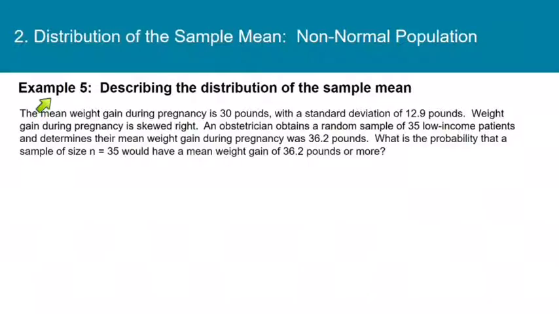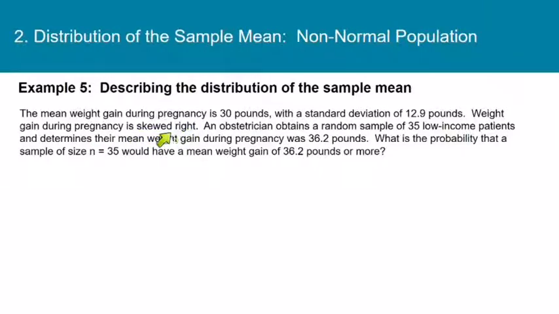This is example 5 from your text. This says the mean weight gain during pregnancy is 30 pounds with a standard deviation of 12.9 pounds. Weight gain during pregnancy is skewed right. An obstetrician obtains a random sample of 35 low-income patients and determines their mean weight gain during pregnancy was 36.2 pounds. What is the probability that a sample size of n equals 35 would have a mean weight gain of 36.2 pounds or more?